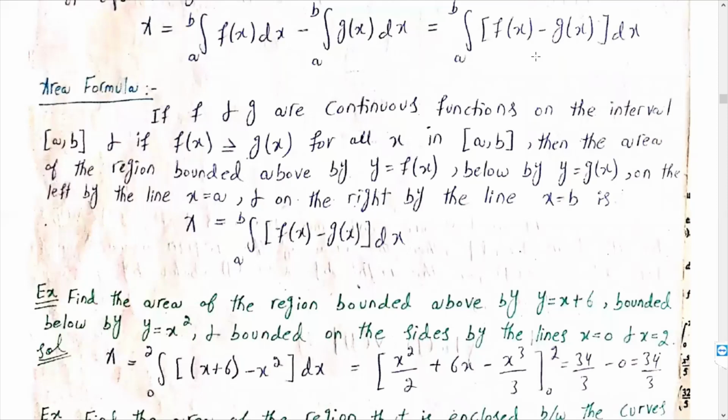So to find the area between the curves, you should first find out where the curves meet, which determines the endpoints of the integration, and you can then divide the area into vertical or horizontal strips and then integrate it.